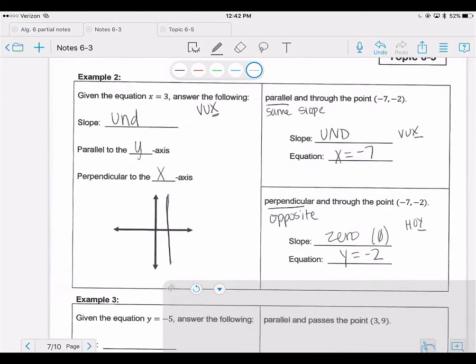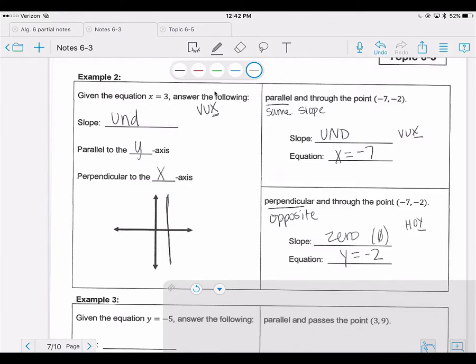Example 2 has been done for us. They give us an equation, x equals 3, and ask us to answer what the slope is. Well, x equals 3 would be a vux, so that would have an undefined slope. My line is drawn down here for me, x equals 3, and it is parallel to the y-axis and perpendicular to the x-axis.